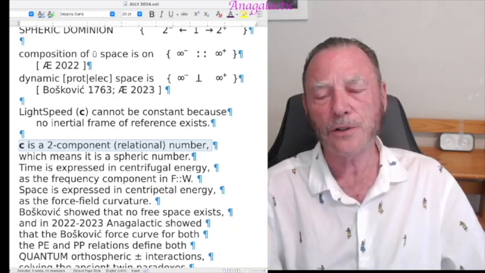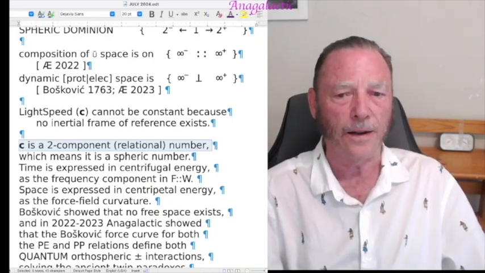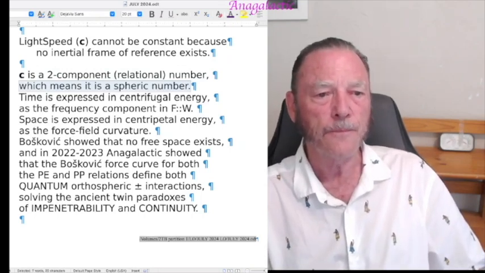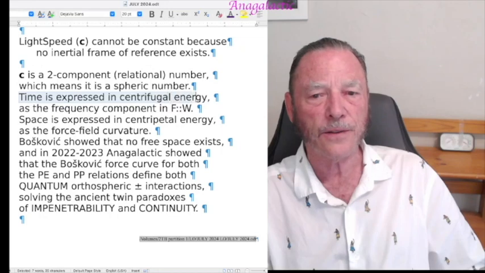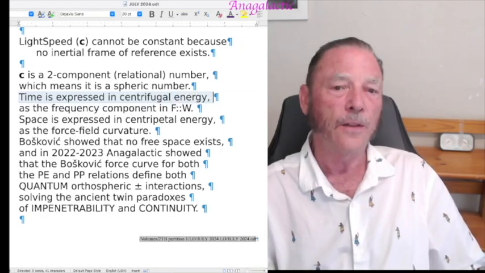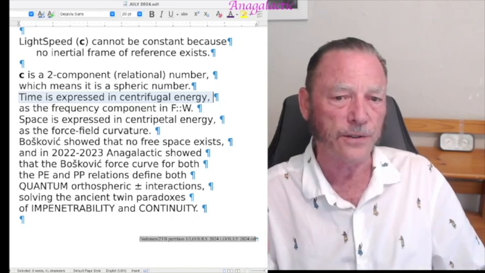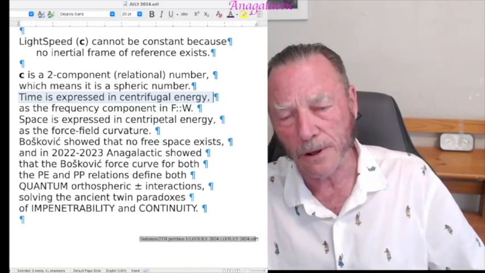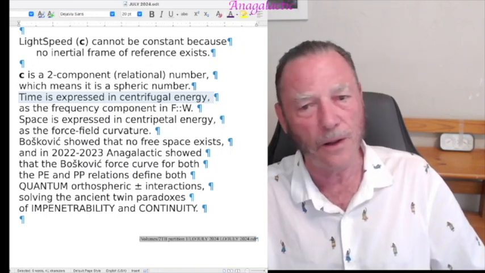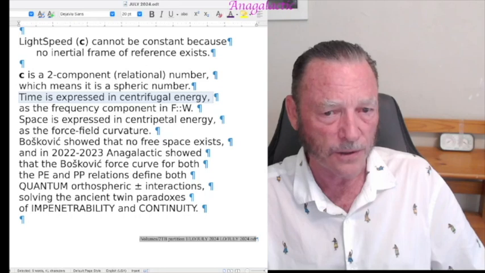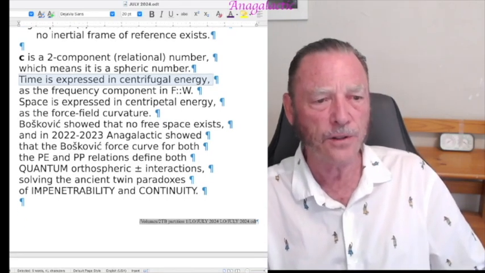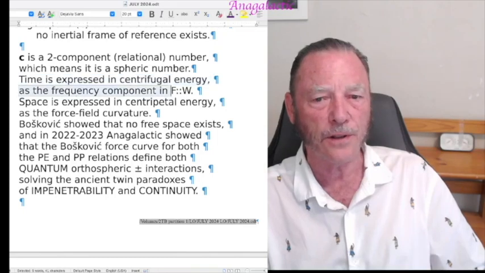We measure the speed of light on a straight line. How is space curved? Spherically. And so time is expressed as a derivative of centrifugal energy. There are two energies. One is centripetal and affects space. One is centrifugal and has no effect on space, but is directly affected by space. That's the correct relation between space and time.